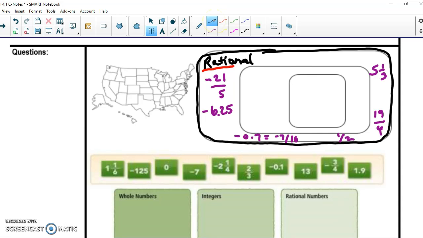So let's look at our smallest category of numbers that we'll be considering today, and those are our whole numbers. So our whole numbers are a smaller set of rational numbers. So all of my whole numbers can be written as a fraction, such as 0. 0 can be written as 0 over 1. Other examples of whole numbers include 1, 2, 3, and so on.